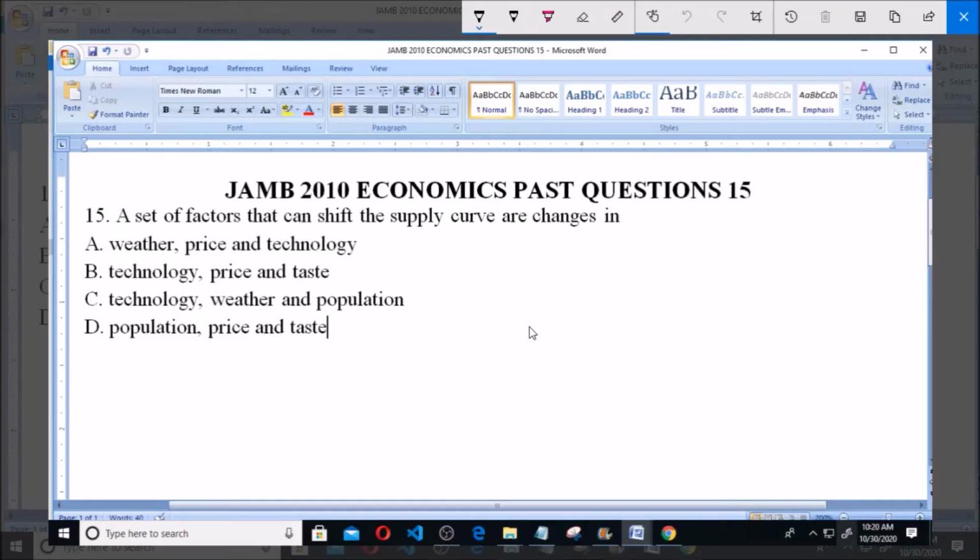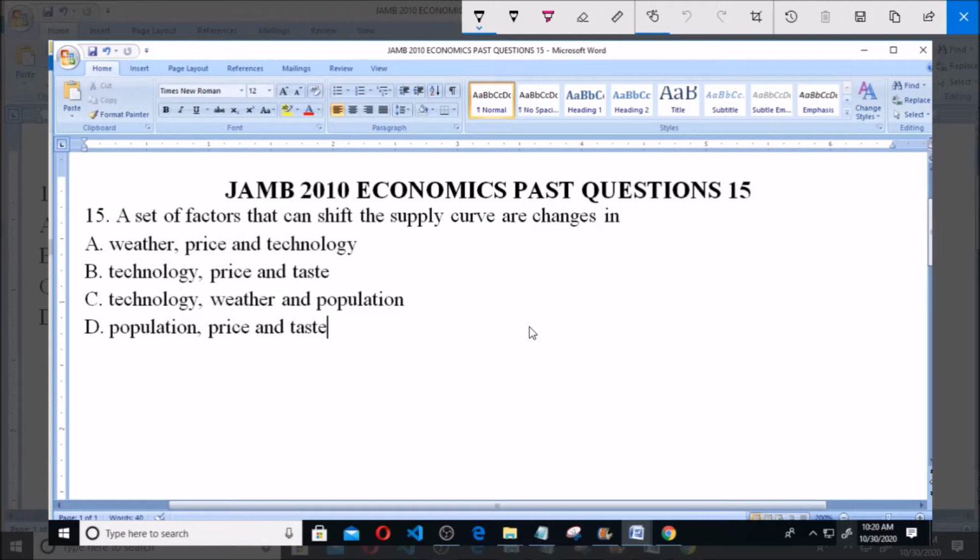Hello, JAMB 2010 Economics past question number 15. A set of factors that can shift the supply curve are changes in: A. Weather, price, and technology. B. Technology, price, and taste. C. Technology, weather, and population. D. Population, price, and taste. This is looking at effective supply.